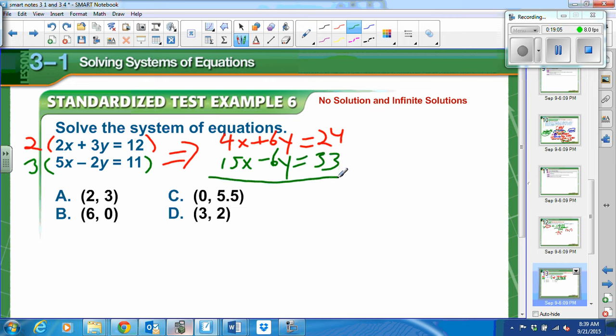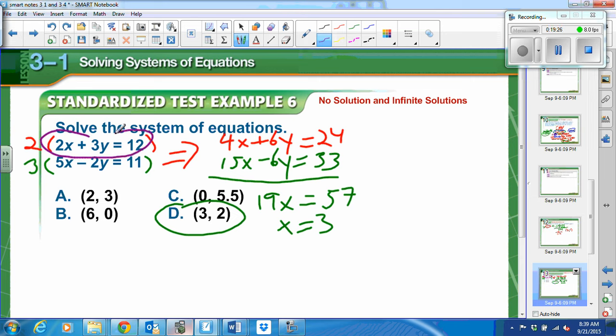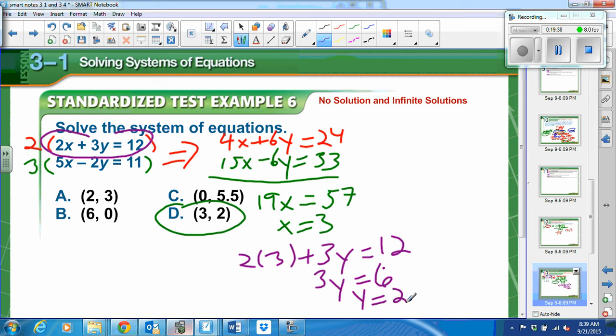So now I can add them, and those y's are going to be eliminated. And when I add them, I get 19x equals 57, and x equals 3. So I can already tell that the answer is going to be D based on what they've given me. But I'm going to go ahead and plug that into the first one. So 2 times 3 plus 3y equals 12. Subtract 6 from both sides, we get 3y equals 6, and y equals 2. So that just confirms that our answer is D.